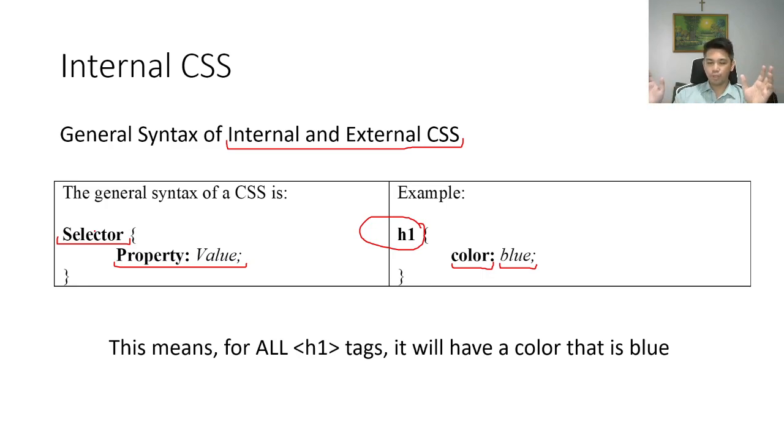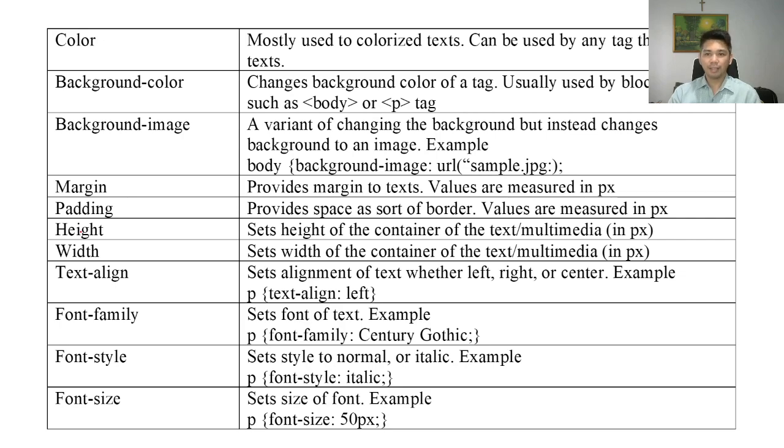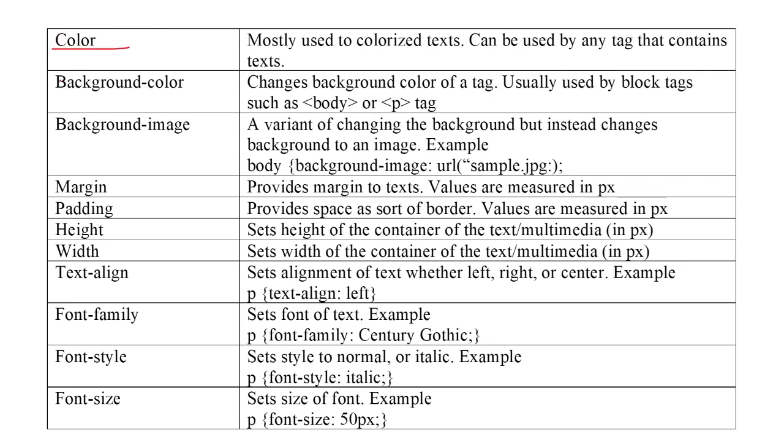So let's try doing the basics first. Let me show you different types of properties that we can use. Wait, let me just turn off my camera. There. So in the example, we've made use of color. But we can also set other properties like background color or even background image, margin, padding.